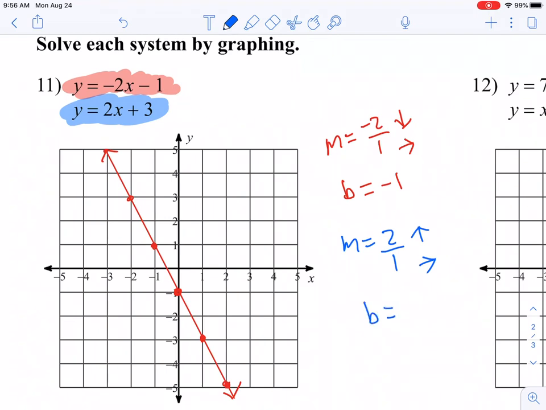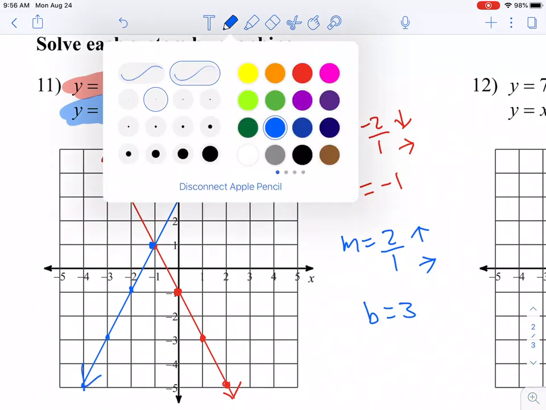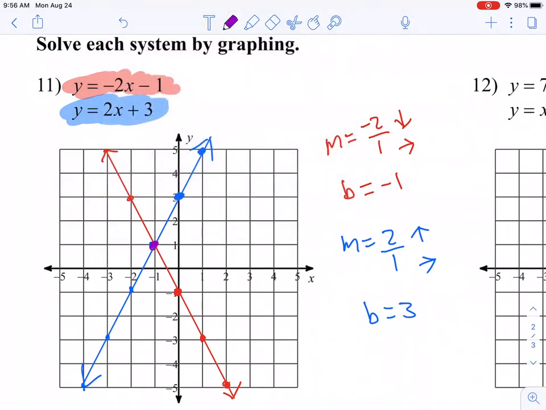And then b equals 3. So we're going to begin at 3 and then move up 2, right 1. And we can also apply the exact opposite and go down 2, left 1. And red and blue, where they cross to make purple, is our solution.